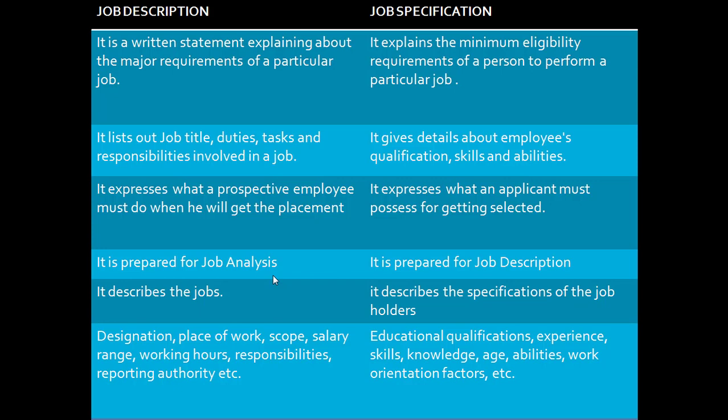So job description basically says that when a person is hired, he will be doing these works at the job. And job specification basically focuses on those skills which an employee must possess to be hired or for getting selected for the mentioned position. The job description is prepared for job analysis and job specification is prepared for job description. Right? Job description describes the job and job specification describes the specifications of the job holder.